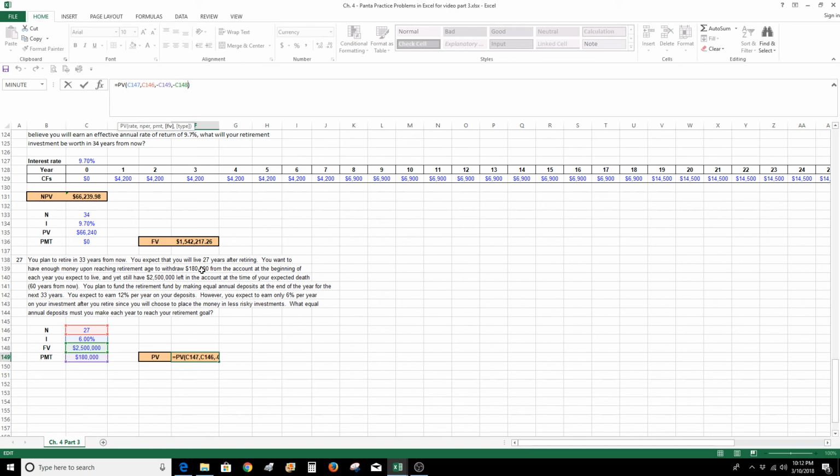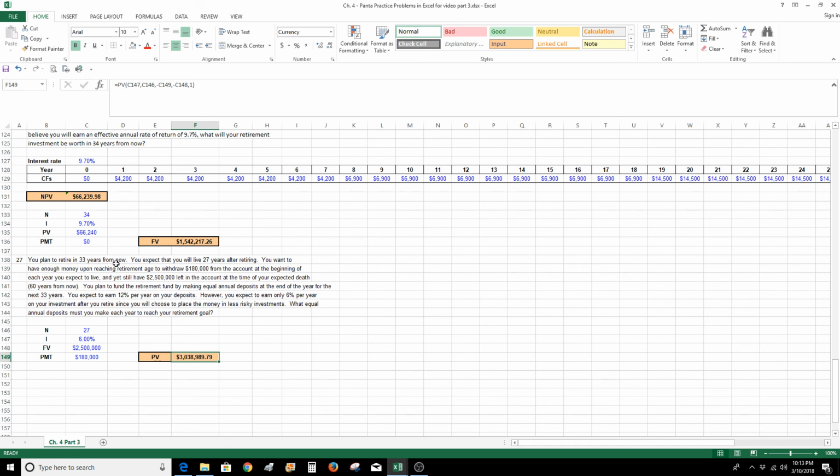Oh, it is an annuity due. It says you want to have enough money upon reaching retirement age to withdraw $180,000 from the account at the beginning of each year. So I need to go back, and that's a 1. Okay, so that gives us a present value of $38,989.79.